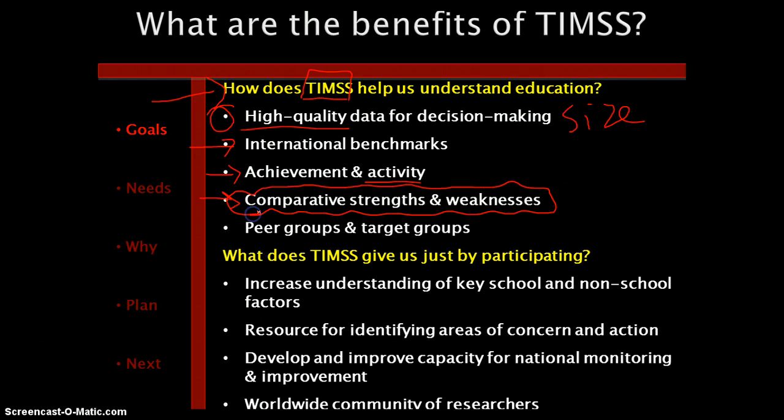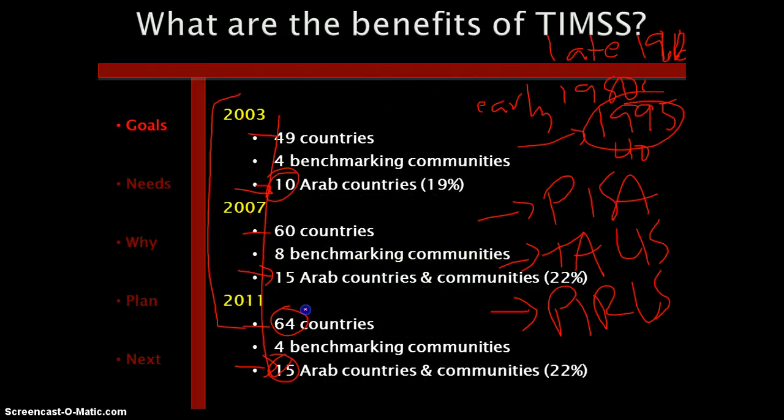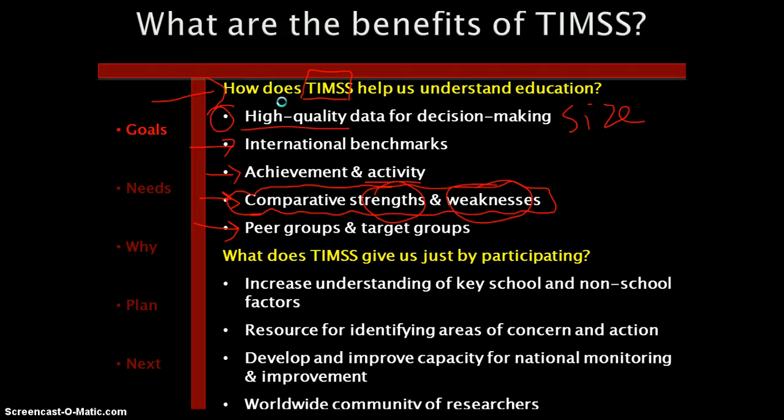It provides a way to look at comparative strengths and weaknesses. This is especially important when we're talking about understanding how development and education come together, because by being able to look at strengths as well as weaknesses, we can identify which parts of the education system or an educational practice or procedure or policy might need to be reproduced and emphasized, and which parts you wouldn't want to. You'd want to get rid of or improve. And finally, because of the number of systems involved, it provides quite a good range of peer groups and target groups to do some comparisons with.